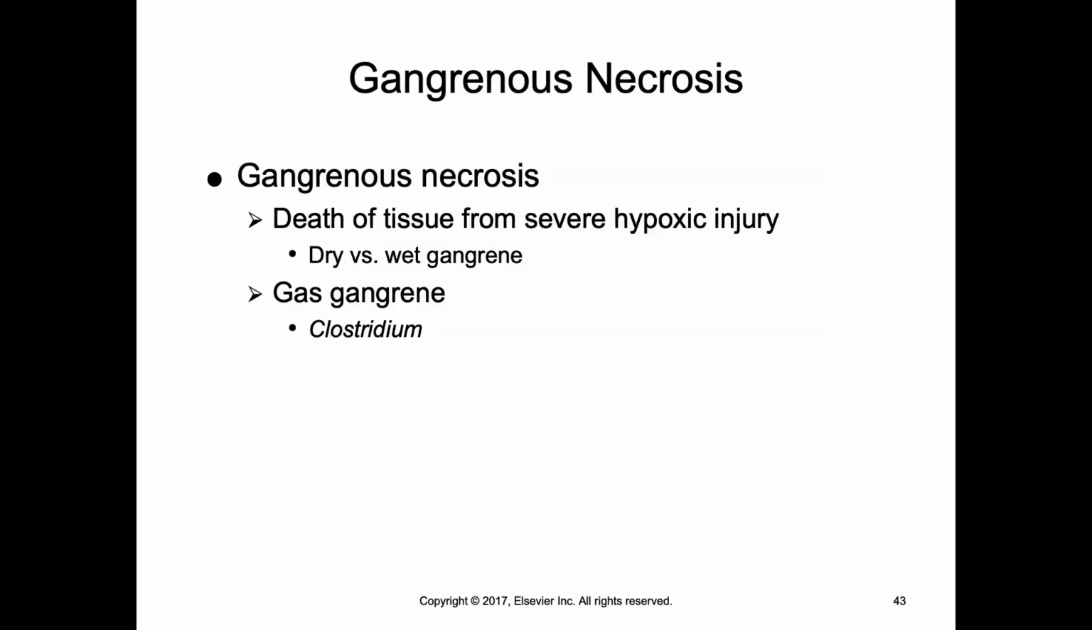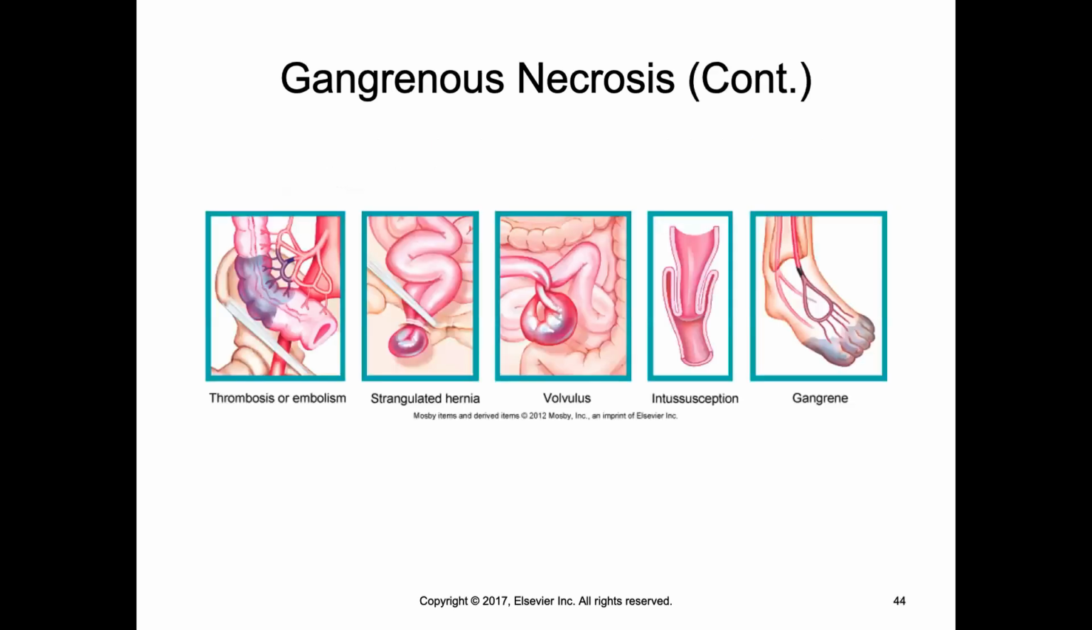Gangrenous necrosis, death of tissue from severe hypoxia. There's both a dry and a wet gangrene. The agent of change is Clostridium botulinum. And you can see here some examples. Various hernias where the blood supply gets cut off become gangrenous. Intussusception is basically the telescoping of a tubular organ. And then you can see pedal gangrene.